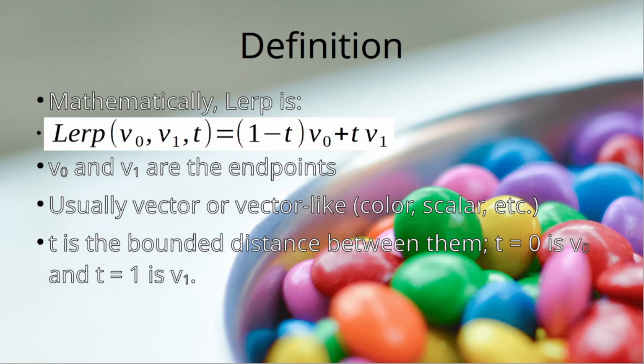So if t was outside of 0 to 1, say, if it's less than 0, you'd be heading further toward v0 than v0 is. You'd be overshooting it. Greater than 1, you're overshooting v1. And there are times for that, but we won't be worrying about them here.